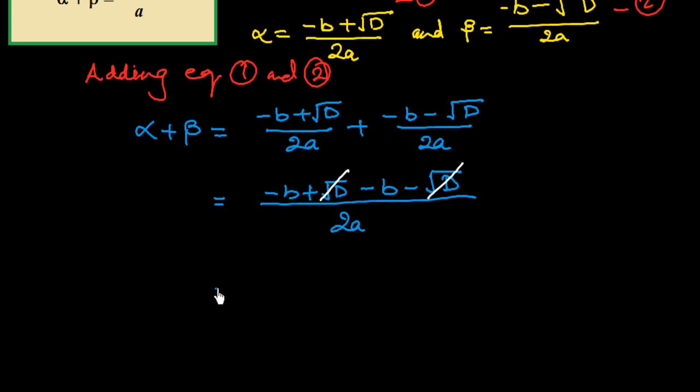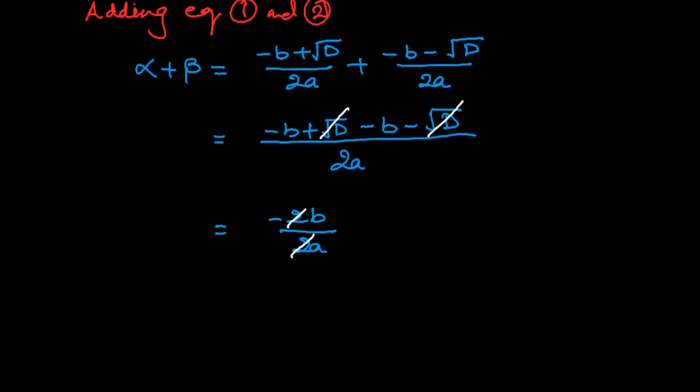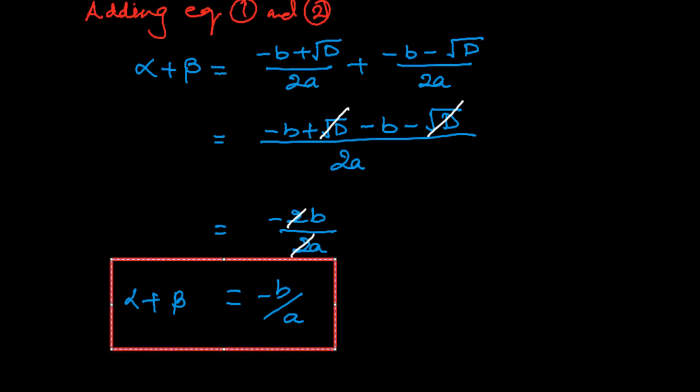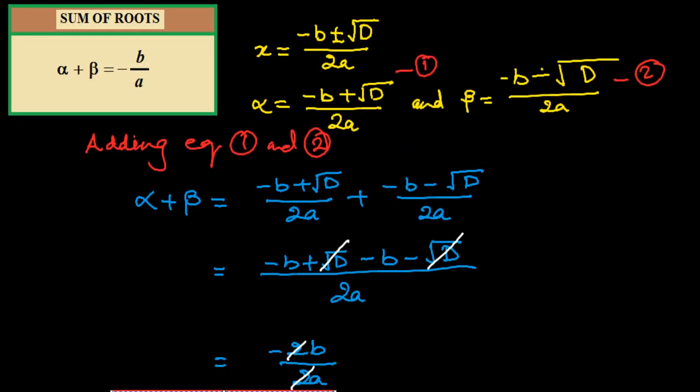Now we get here minus b and minus b, which is minus 2b over 2a. Here you see the 2s will eliminate each other, and finally we get here minus b over a. So alpha plus beta is equal to minus b over a. So we have proved that alpha plus beta is equal to minus b over a.